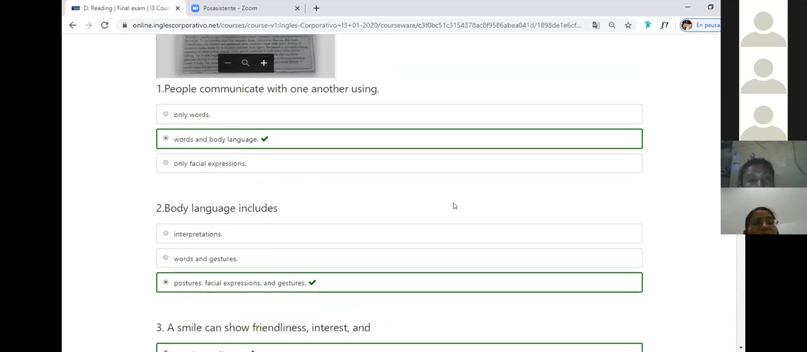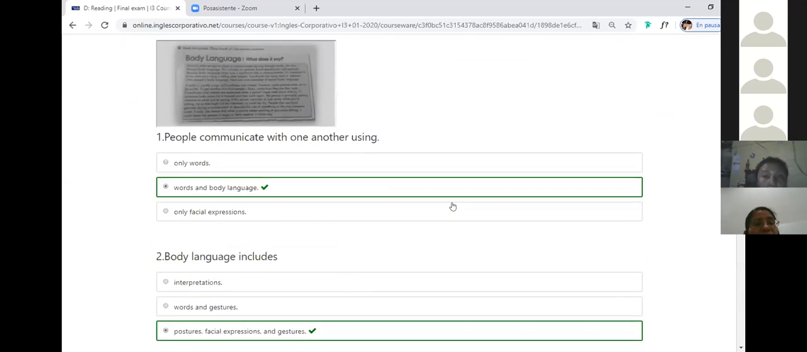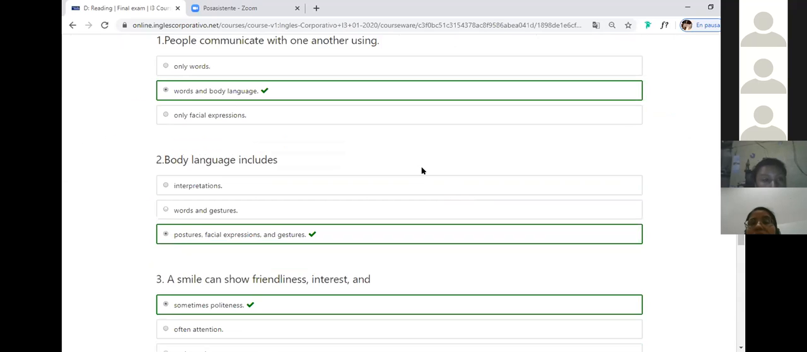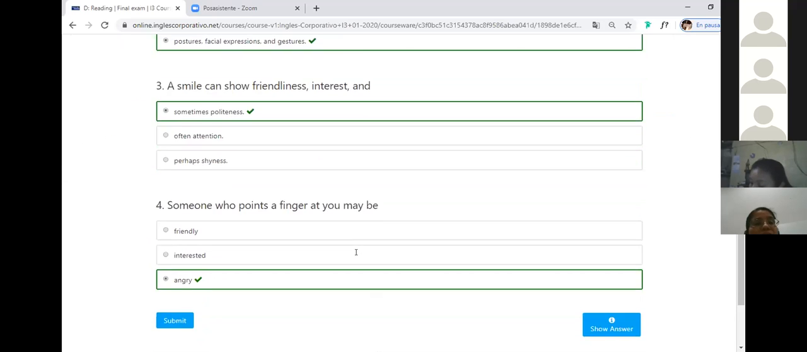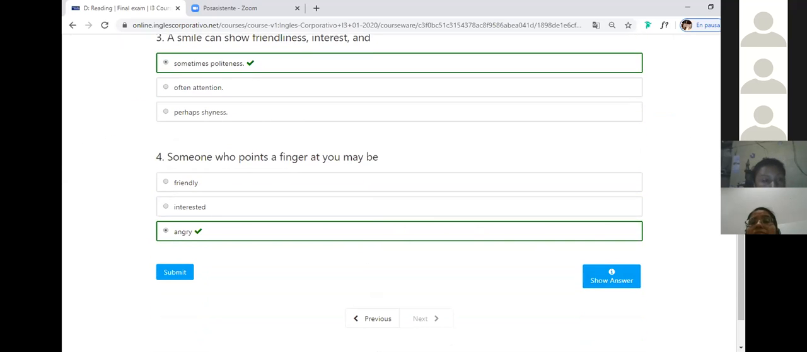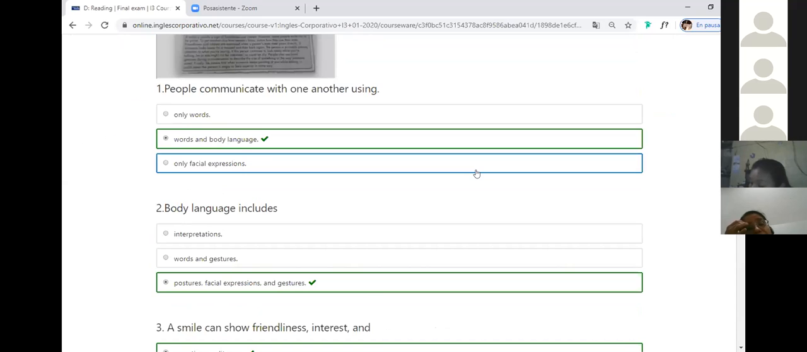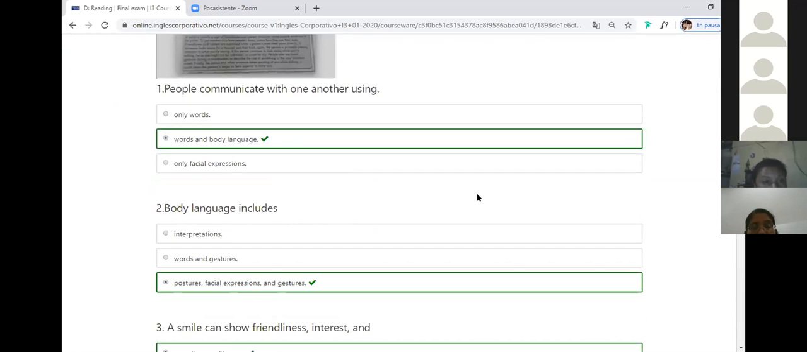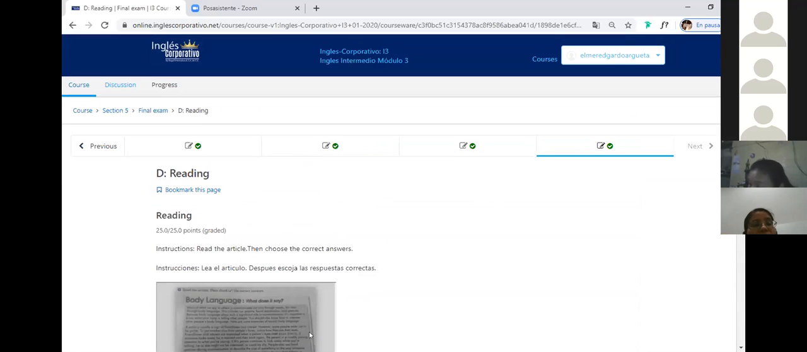¿Falta alguien? Next. Reading. Part four. Dos, tres, ahí solo vayan anotando el número. Cuatro. ¿El primero? El primero es sí. Words and Body Language. Dos, tres. Dos, tres, uno, and tres. Spanglish. My Spanglish is perfect.